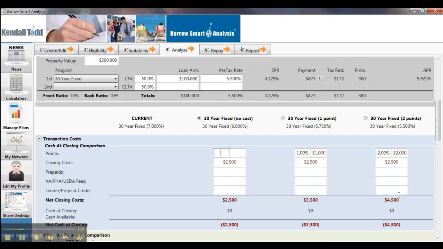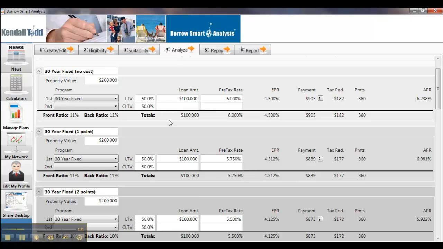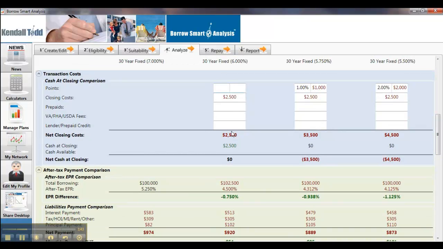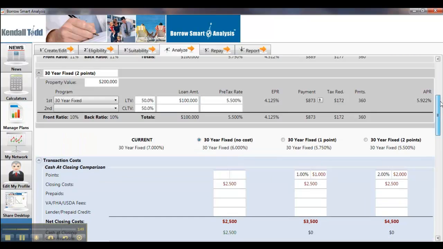unless I want to roll that into the loan amount. If I was going to roll that into the loan amount, I would simply increase the loan amount by the closing costs. I would increase this to 102,500, and in doing that I've rolled the closing costs in, and you'll notice that the closing costs are still $2,500, but I have $2,500 cash at closing, so my out-of-pocket is 0.